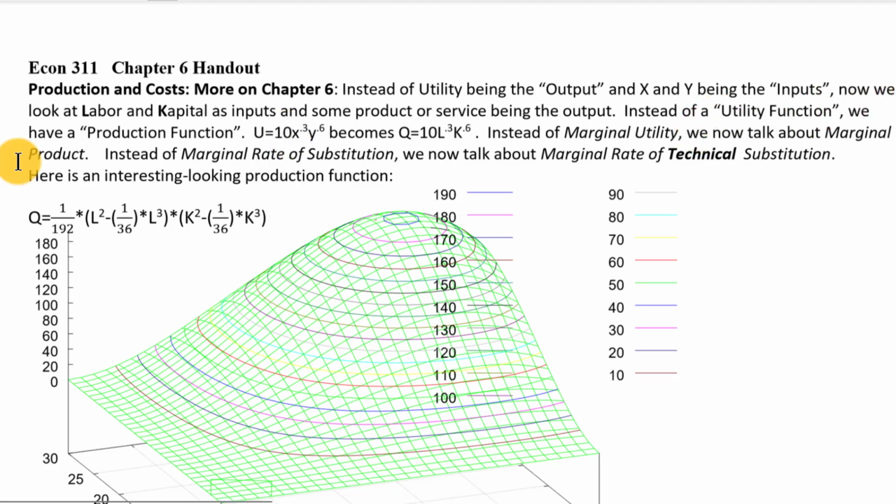So instead of a utility function, now we're talking about a production function. And instead of having a utility function U equals, now we're going to have Q equals, and then we're going to have L and K for the number of units of labor and amount of capital we're using. And instead of marginal utility, we're going to talk about marginal product. So marginal product is how much additional output I get for increasing the amount of an input by 1 unit. And instead of marginal rate of substitution, now we just add the word technical in there to let people know that we're talking about a production situation.